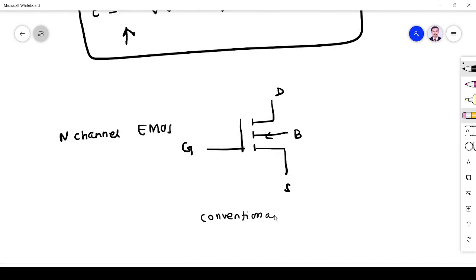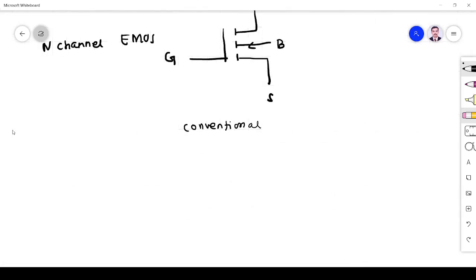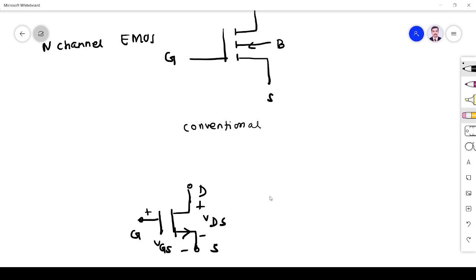But the simplified symbol we use in the subject is this, the N channel MOSFET. Drain, source, gate. The arrow mark will be on the source, please remember. So this is plus VGS, here VDS. This is N channel enhancement. This is the circuit symbol we will use.